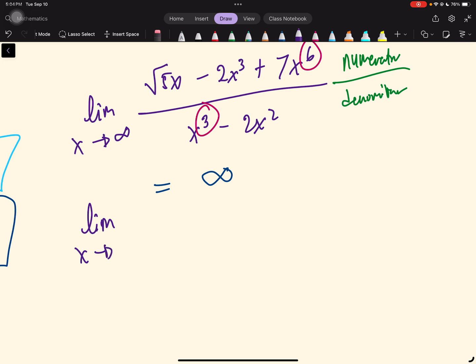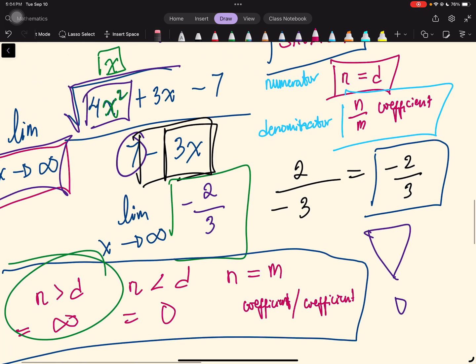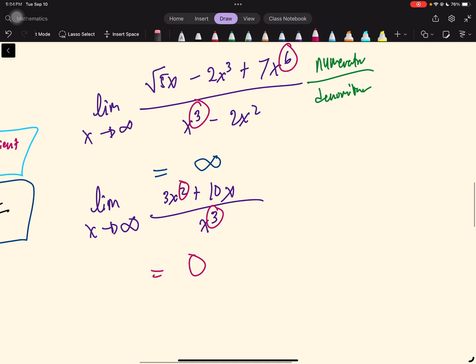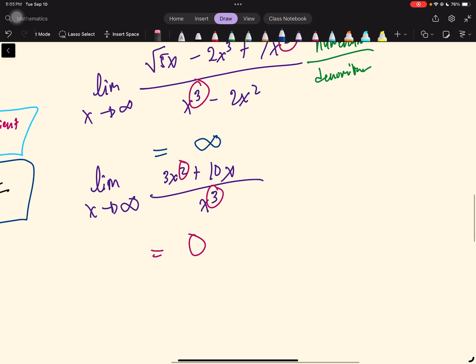How about this? The limit as x approaches infinity of this problem here. I mispronounced it, but just understand it. Okay. First step, observe the highest degree. In the numerator, it's squared. And in the denominator, it's cubed. So, where does it fall here? Here, in the middle. So, when the degree of the denominator is greater than the numerator, the answer is 0. Okay?